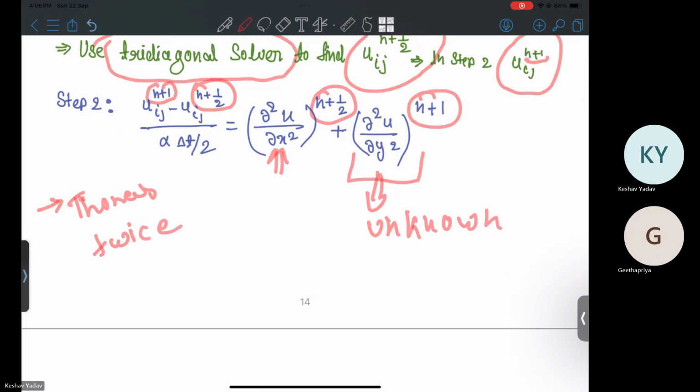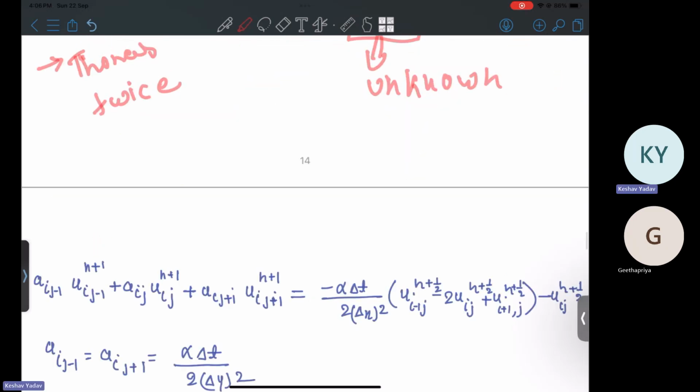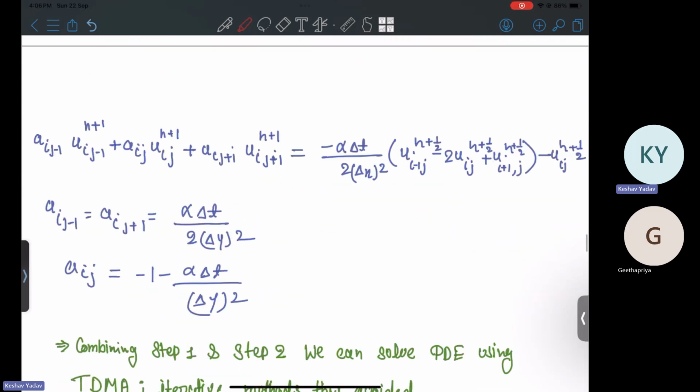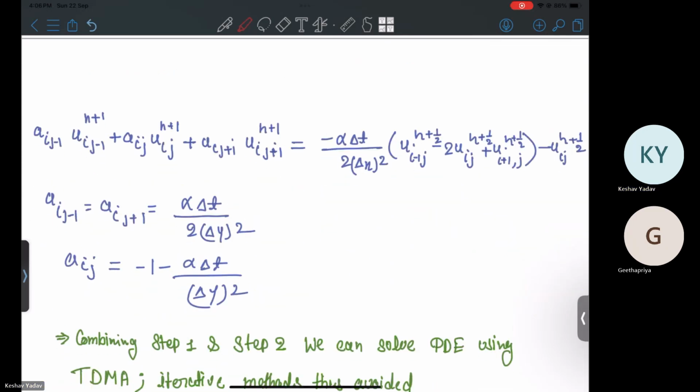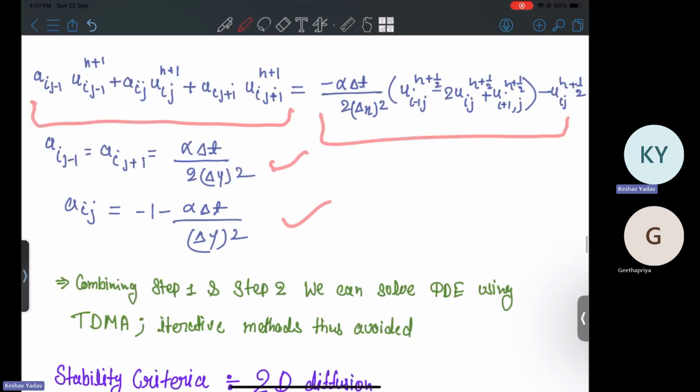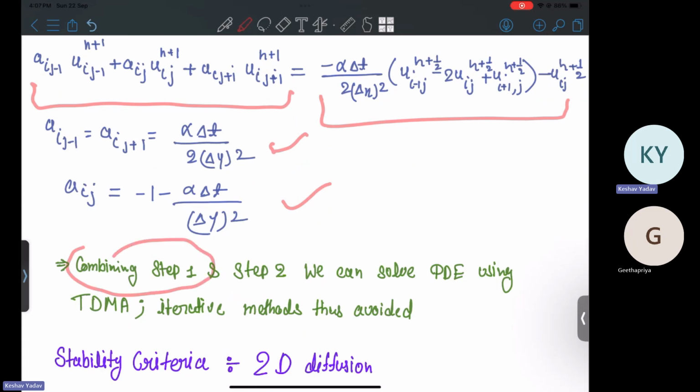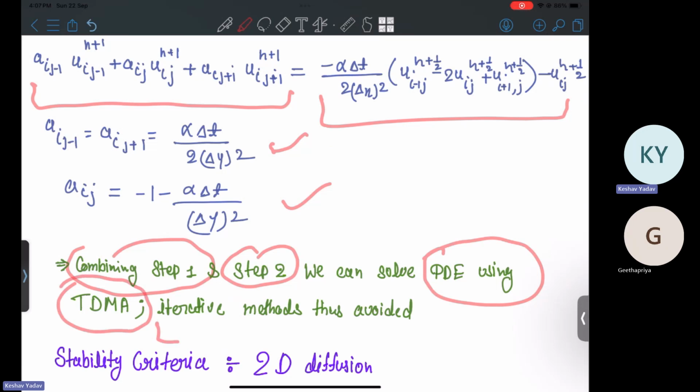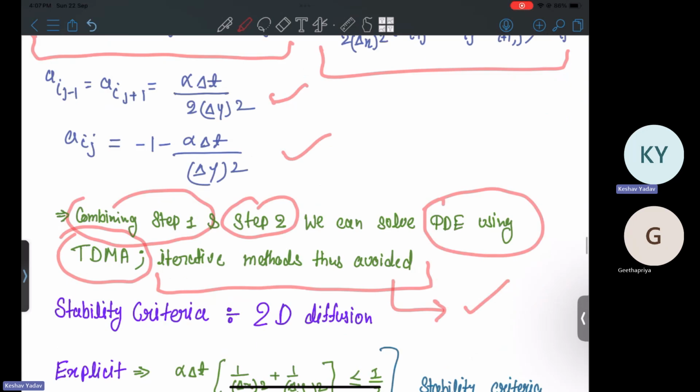twice, we can solve the multidimensional heat conduction problem using the Thomas algorithm. This is the tridiagonal equation we will get. This is already known, and these are the coefficients. So combining step 1 and step 2, we can solve the partial differential equation using the TDMA. In this case, the iterative solver can be avoided.